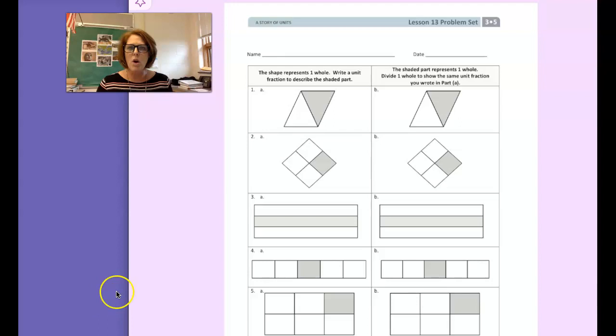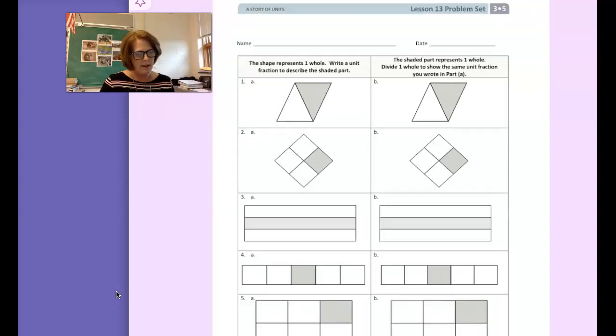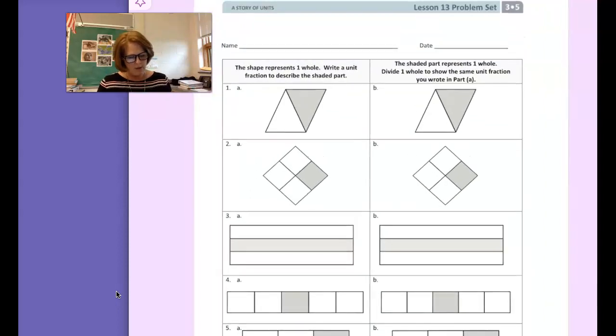We are continuing on with our fractions and we are on lesson 13. This is the problem set. So let's go ahead and get started on this. The shape represents one whole. Write a unit fraction to describe the shaded part.